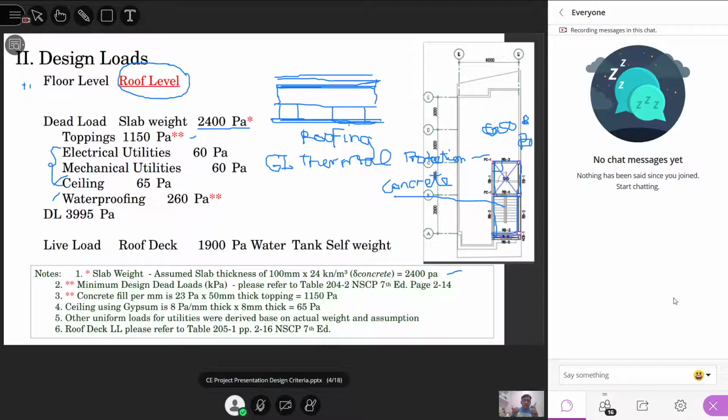Okay, class, naintindihan nyo? Okay, so kailangan alam nyo yung mga weight. Like for instance, no? So, pag pinagsama-sama mo yan, you can get the total. That is the total superimposed dead load at this level. Dito sa level na to, ito ngayon superimposed dead load. That is 3995 Pascal. Okay?